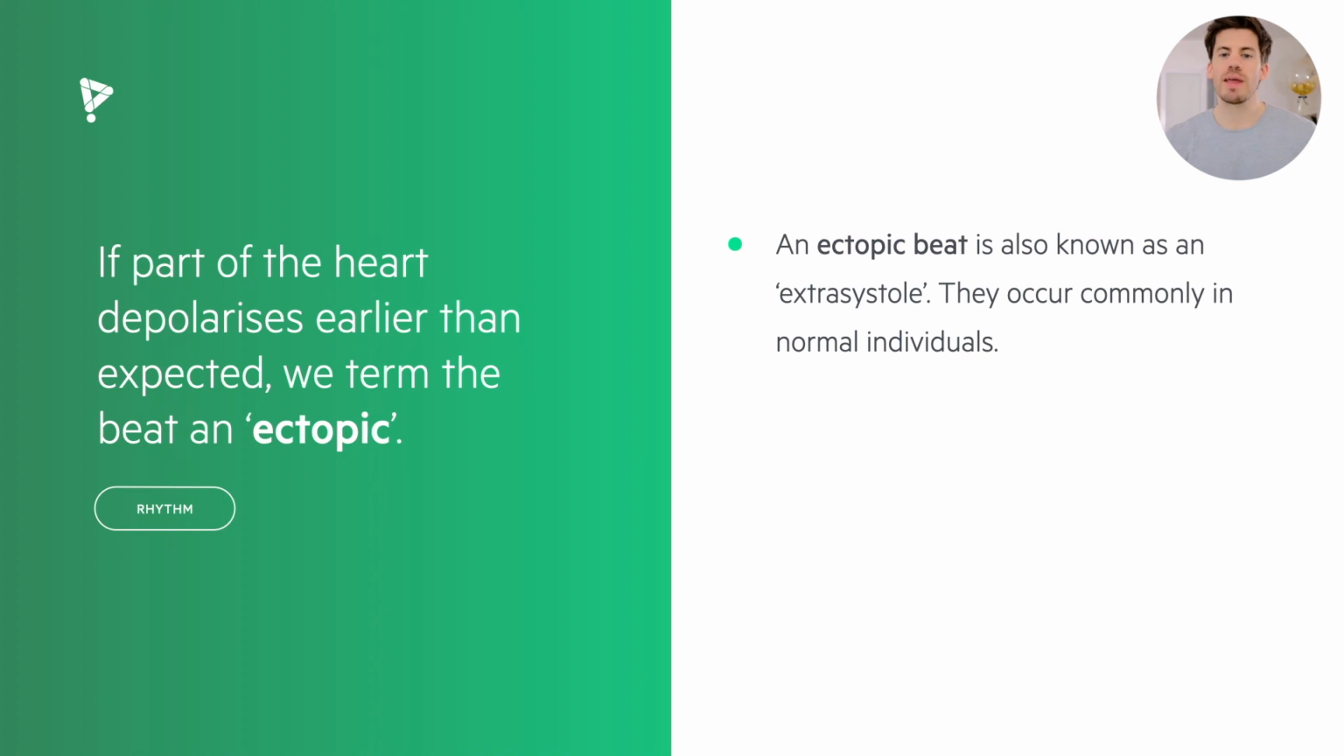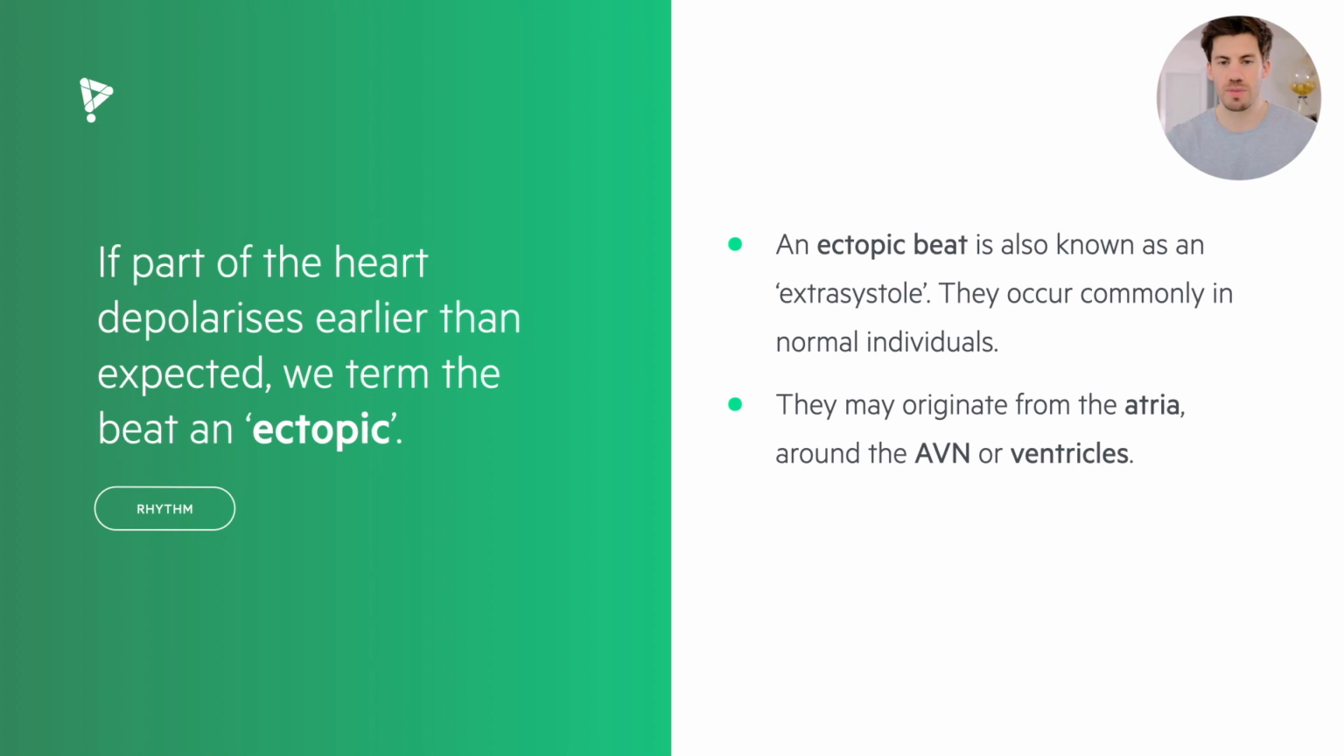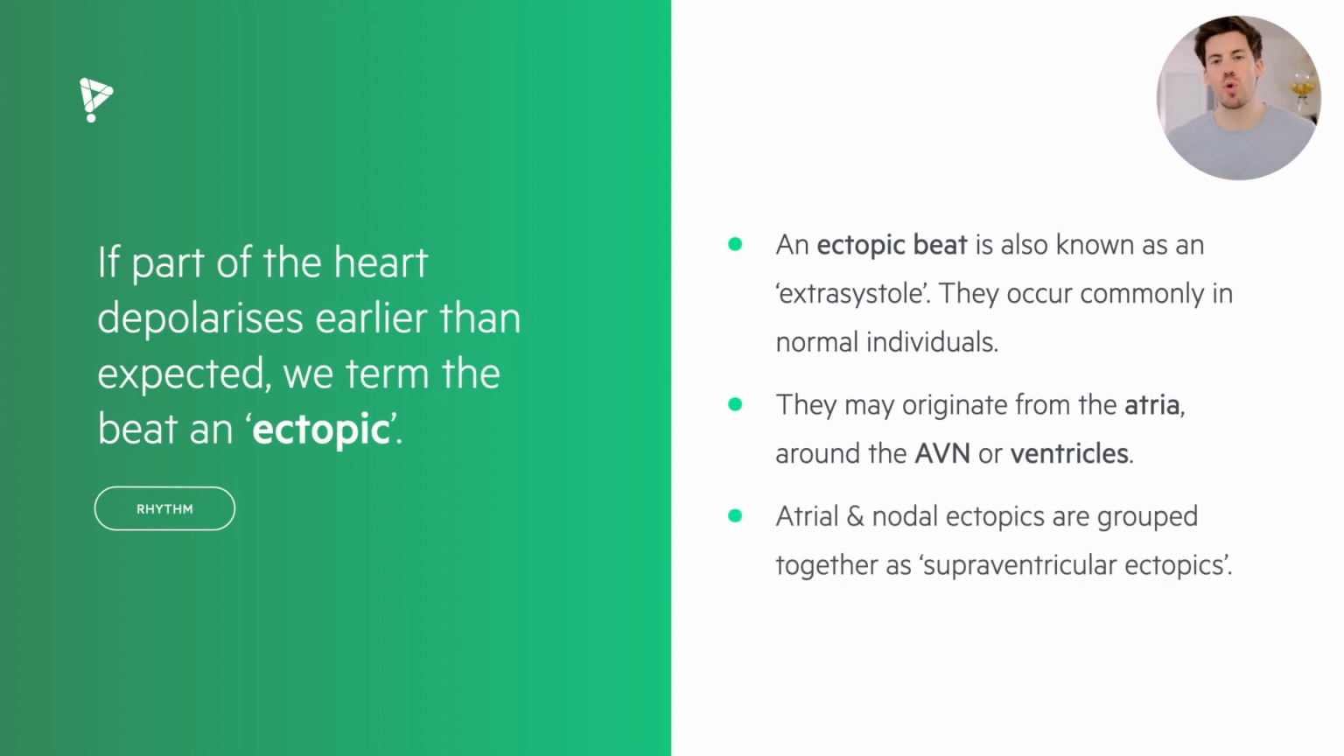An ectopic beat is also known as an extrasystole, and they're very common. We see them in normal individuals. Extra beats may originate from within the atria, away from the sinoatrial node, around the atrioventricular node, or within the ventricles. Atrial and nodal ectopics, nodal being around the atrioventricular node, are usually grouped together as supraventricular ectopics, and then we have our ventricular ectopics.